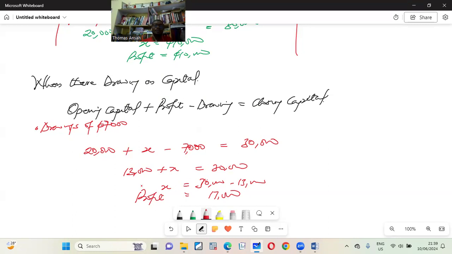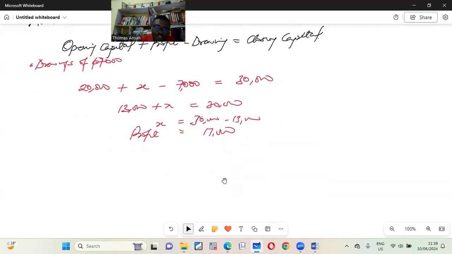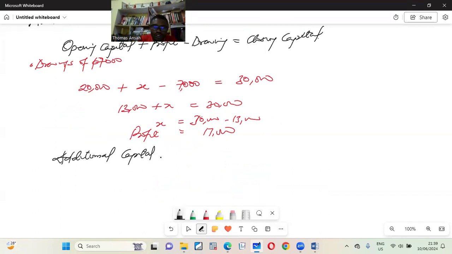Okay, what if the person also introduced additional capital? When there is additional capital introduced, it's an additional capital, so it's supposed to increase our capital. So what is going to happen is that the equation now is going to be my opening capital plus the additional capital introduced.